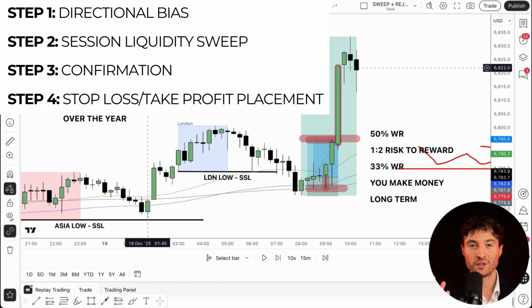So this is the 4-step strategy. Number 1, directional buyers. Number 2, liquidity sweep. Number 3, confirmation. Number 4, stop loss and take profit placement.